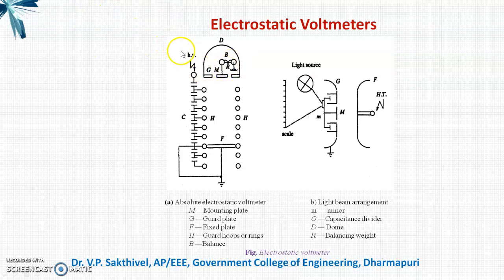Here high voltage is applied to the fixed electrode, and here this is the moving electrode. Then this is the guard ring, and here R is the balancing weight. In that moving electrode, a light source is connected. According to this moving electrode, this scale is going to vary.